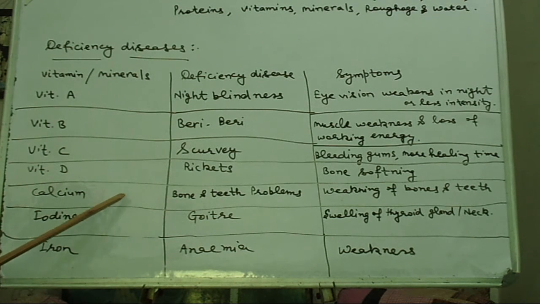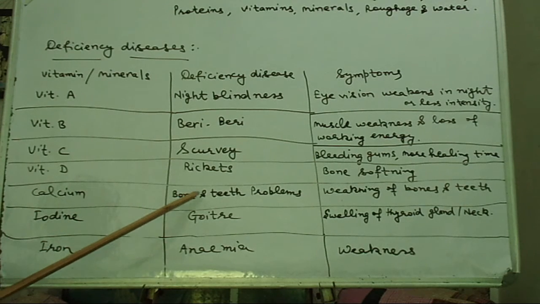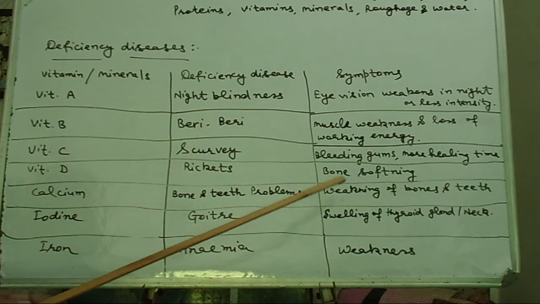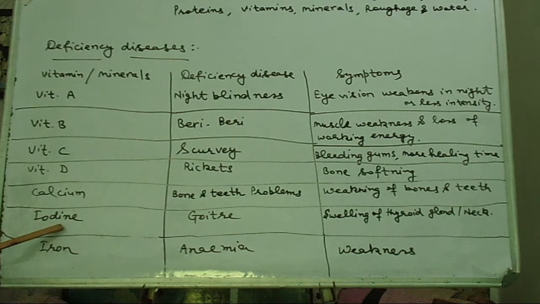So what can happen if we are not taking those food items? If we are not taking calcium in more amount, means we are not taking milk or milk products on a regular basis, then bone and teeth problems can occur. Wear and tear of bones and teeth can create a problem, weakening of the bones and teeth. They become weak. Similarly, if there is deficiency of iodine, if we are not taking iodized salt, then goiter can occur.